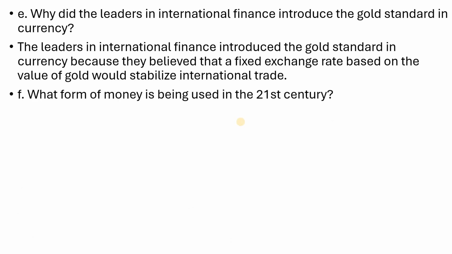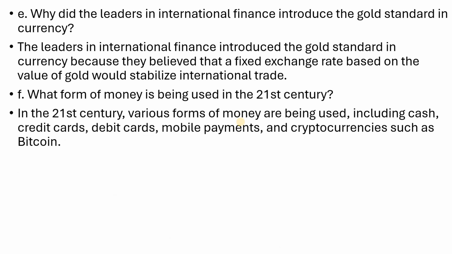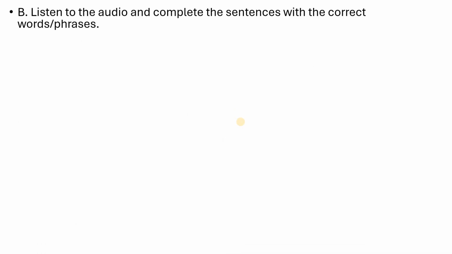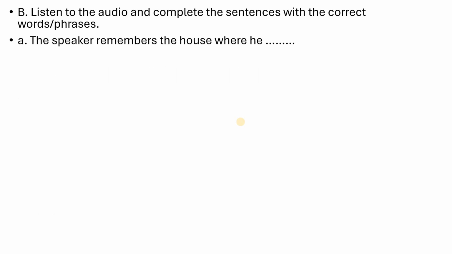Next one, what form of money is being used in the 21st century? Okay, in the 21st century, various forms of money are being used, including cash, credit cards, debit cards, mobile payments, cryptocurrencies, bitcoins, etc. Okay. Next is listen to the audio and complete the sentences with the correct words or phrases. So you can listen to the audio. I have given here. I'll give you some answers.